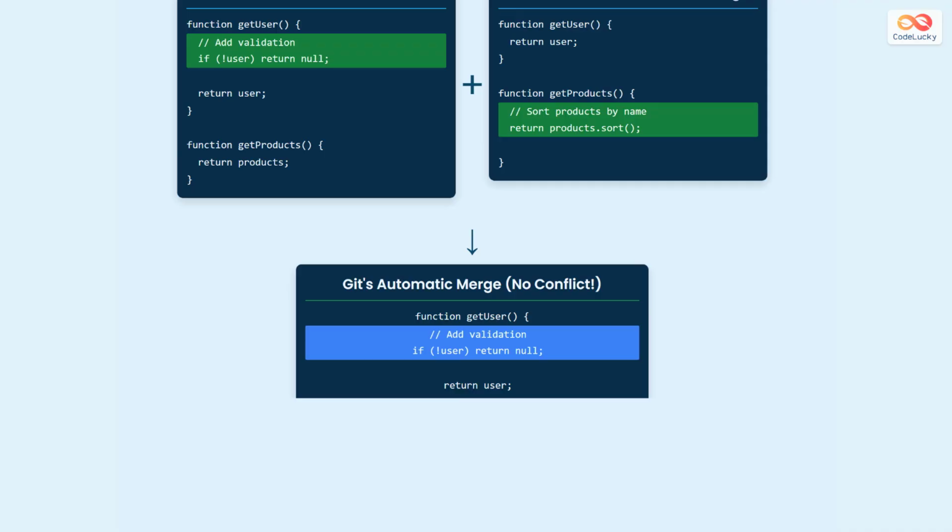In a perfect world, Git handles this process automatically. If you and your teammate are working on completely different files or different parts of the same file, Git is smart enough to combine both sets of changes without any issues. This is called an automatic merge, and it happens silently in the background.